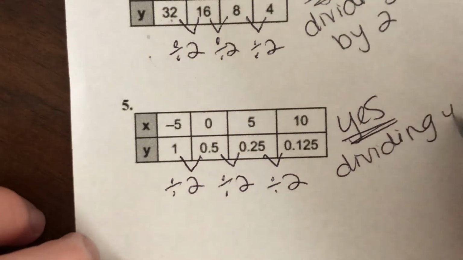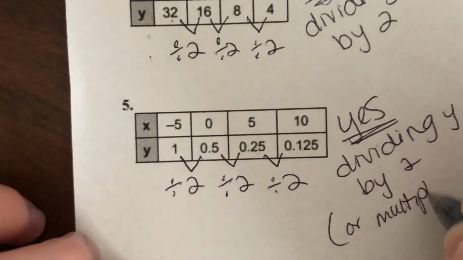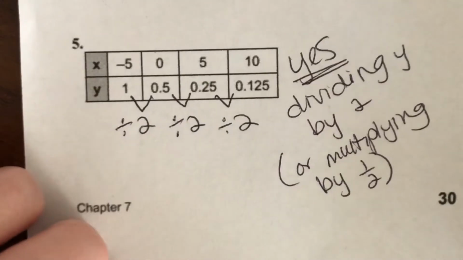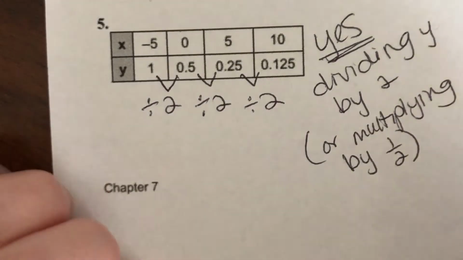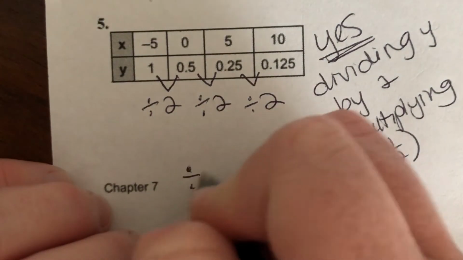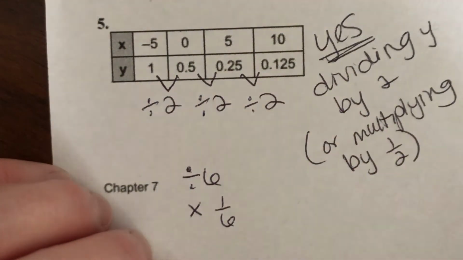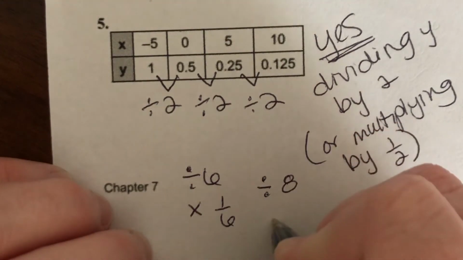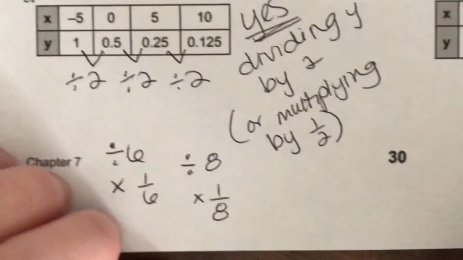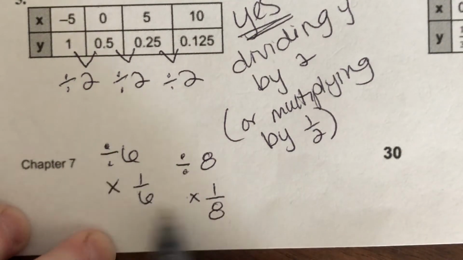Dividing y by 2. And I'll just write it down here. Or multiplying by 1/2. Hey, side note too, it's the same. So if I did something divided by 6, right? Dividing by 6 is the same thing as multiplying by 1/6, right? Dividing by 8 is the same thing as multiplying by 1/8. It's the same thing. Dividing by 2 is the same thing as multiplying by 1/2. So just FYI, keep that in the back of your mind.